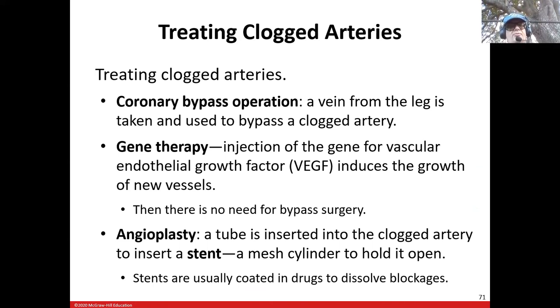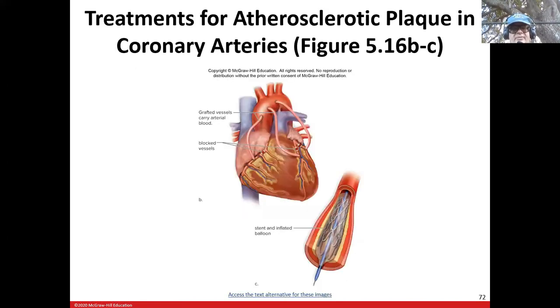You could try to grow new blood vessels with gene therapy. Then you wouldn't need to bypass the ones that have clogged. They could do angioplasty, where they stick a stent in, a wire mesh, and then inflate it to push the vessel open more. And that will dilate the vessel. Unfortunately, it also makes a place where clogs and clots can form. And so now they're trying to cover the stent with drugs that will stop the clots from forming. Anyway, there's a picture of them putting in a stent. All right.